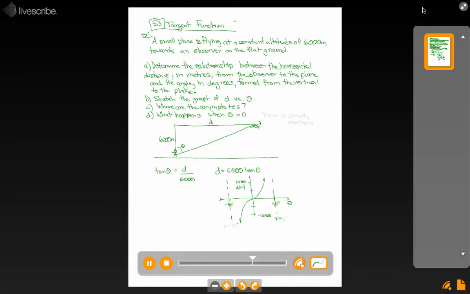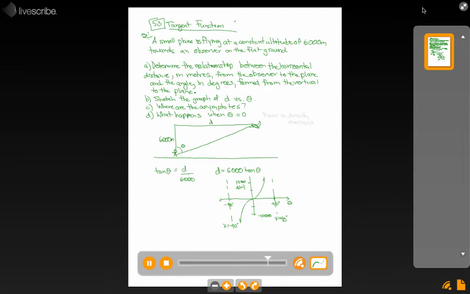Where are the asymptotes? I kind of just said that already. x equals 90 degrees, x equals negative 90 degrees. What they actually mean is, if the ground is flat and the plane is staying at 6,000 meters, it's impossible for this angle to reach 90. You can draw this plane going as far to the left or as far to the right as you want, but that angle will never ever actually reach 90 degrees no matter how far you go, as long as the ground is assumed to be flat, which it is in this question.